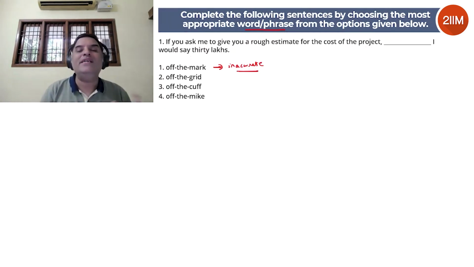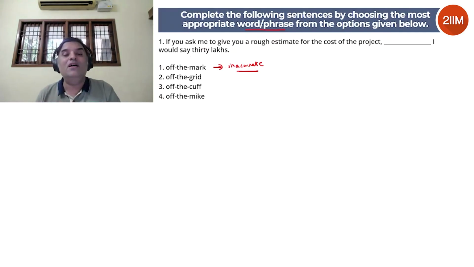We are not talking about, see, the question itself, the statement itself says rough estimate. Rough estimates are not meant to be accurate. So saying that if you ask me to give you a rough estimate for the cost of the project, off the mark, I would say 30 lakhs won't make sense. There is no discussion of accuracy here because it's a rough estimate. So this won't fit. All right.